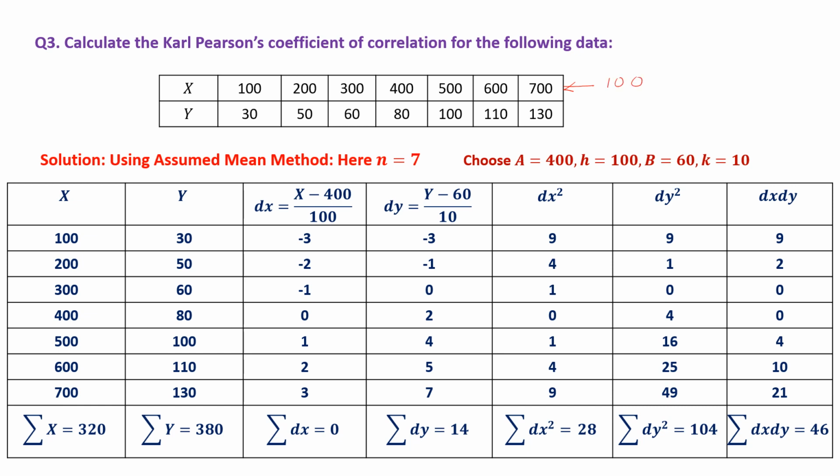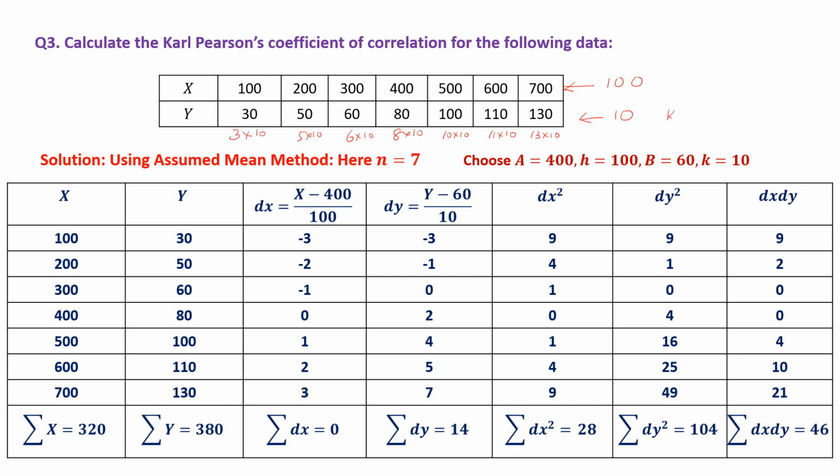And here also, there is something that is common. I don't say they are equally spaced, but certainly there is a 10 that is common everywhere. 30 is 3 into 10, this is 3 into 10, this is 5 into 10, this is 6 into 10, this is 8 into 10, this is 10 into 10, this is 11 into 10, and this is 13 into 10. So there is a scaling factor which is 10 that can be taken.